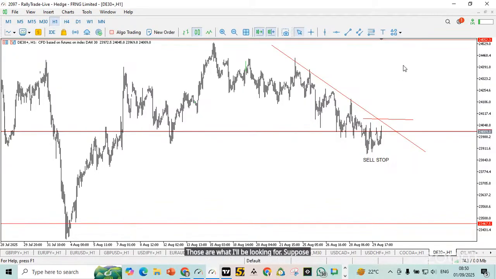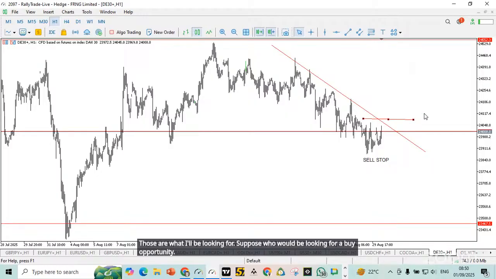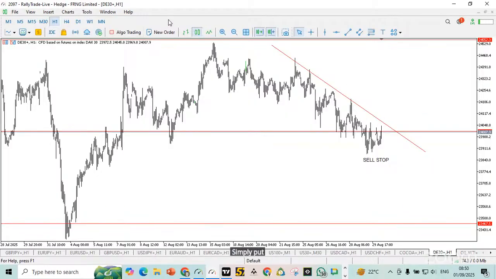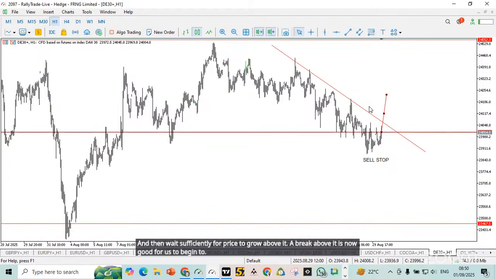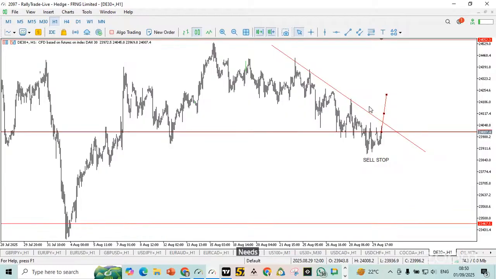Some of us will be looking for a buy opportunity on the DE30. Simply put a trend line on each time frame like this, and then wait patiently for price to go above it. A break above it is now good for us to begin to speculate and plan towards a buy entry, right? So this is how we're approaching the DE30. I'm going to look at the charts now and then take a little bit of requests.